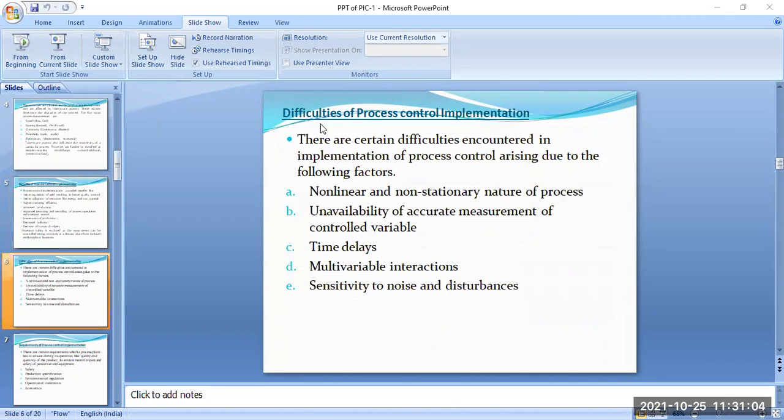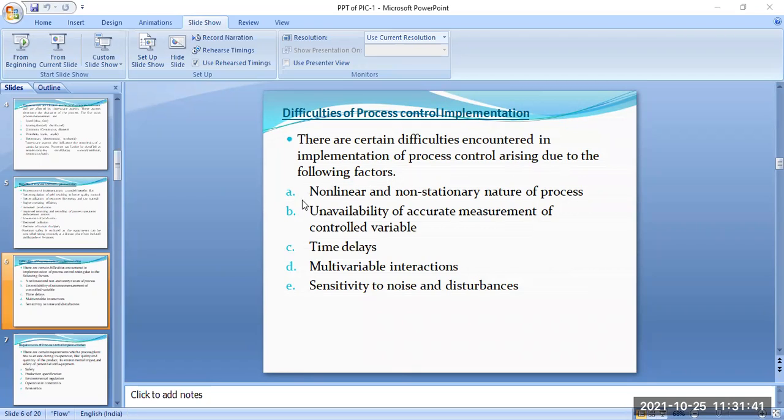Next question, it is another one. What is the difficulty of process control implementation? Okay, so when you design any process control industry or plant, at that time lots of difficulties come up or are present. So you have to accommodate these, or decrease or solve the difficulties according to the format also. There are certain difficulties encountered in the implementation of process control arising due to the following factors.